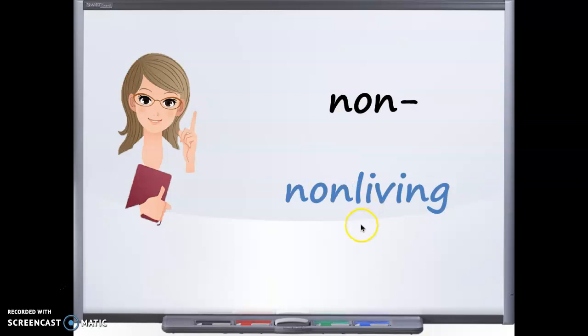And the last example I have for my friends is non-living. We know that the base word living means something that is alive, breathing, living, right? Now, if something is non-living, I add the prefix non in front of the base word living. That changes the meaning of living to meaning not living.